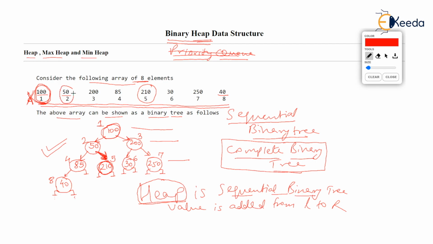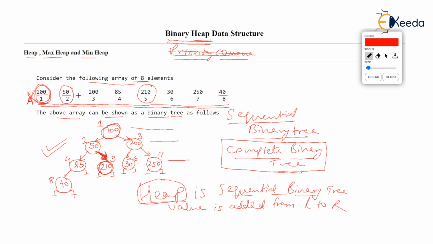That is the second element of the array. Second element will have two children. 2 into 2, that is 4, will be the left child. That means 85 must be the left child of 50. Check it in the diagram. Yes, 85 is indeed left child of 50.